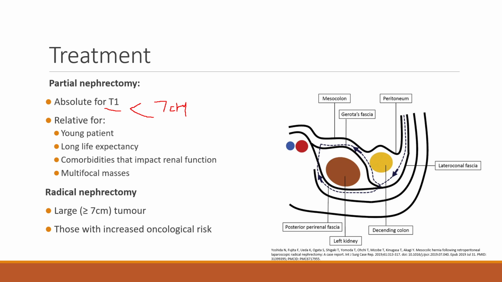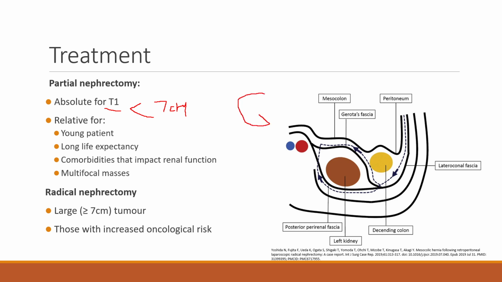You would like to preserve as much renal function as possible for them, or the patients have comorbidities that impact the renal function, such as hypertension, diabetes, or other systemic autoimmune diseases such as SLE, lupus, or other conditions that will impact the function. So you also like to preserve as much renal function for them, or if there's a multifocal mass.